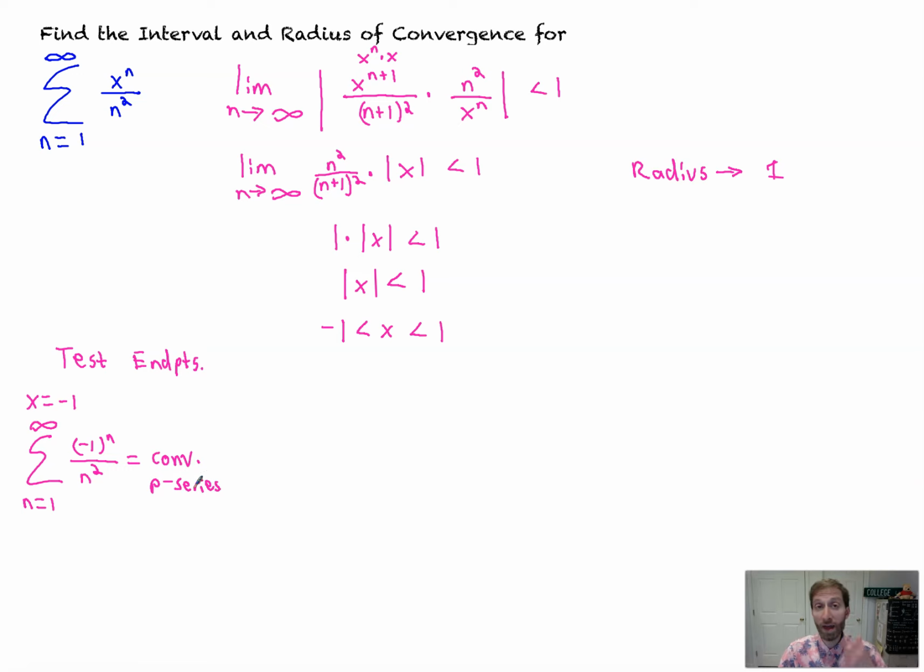Some teachers want you to do that. If I'm taking the BC exam, I would write it's a converging p series because p is greater than 1. All right, so that's a converging p series. That's enough evidence though to say that we'd include negative 1. We converge at that endpoint.